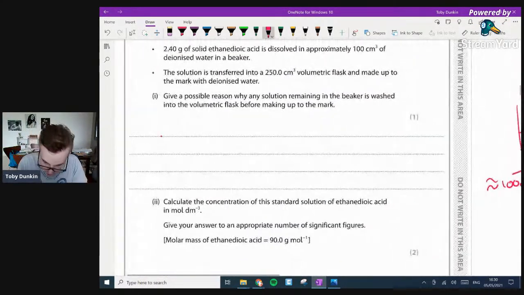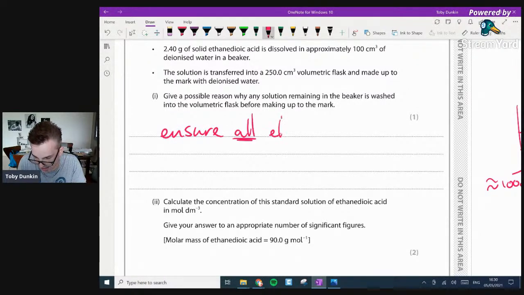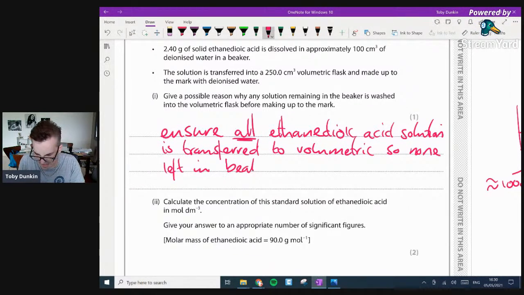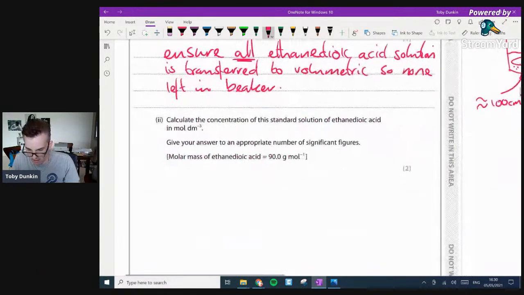So this is to ensure all ethane dioic acid solution is transferred to the volumetric flask. So none left in beaker. Adding in that little extra detail makes it a little waffly.